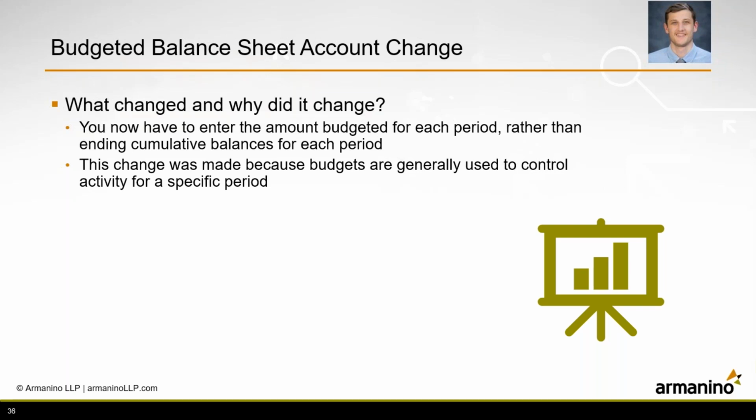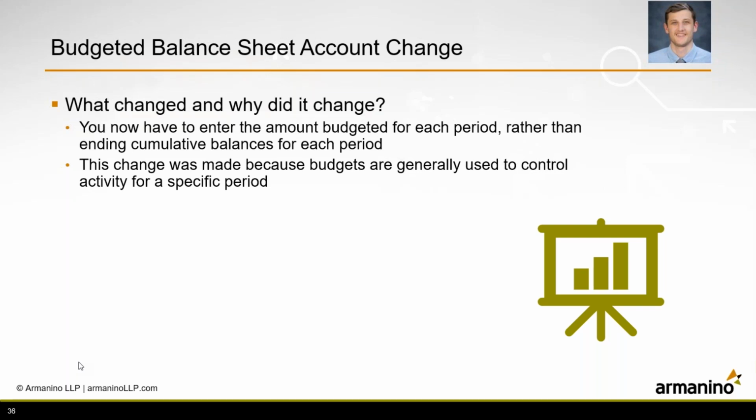So if you do enter your budget for your balance sheet accounts directly in the UI or via CSV import, you're going to now notice that you're going to enter the amount budgeted for each period rather than the ending cumulative balance for each period. And so why was this change made? There's basically two reasons as to why Sage Intacct changed this. The first being that budgets on the whole are generally used to control activity for a specific period.